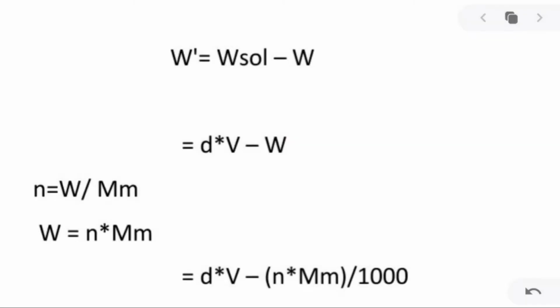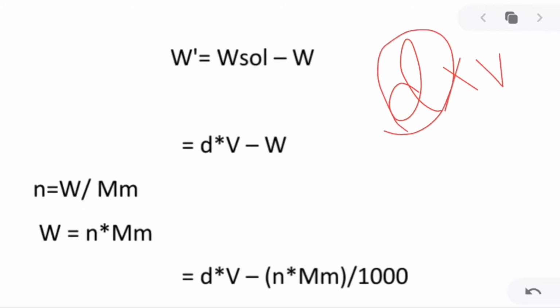Now let's assume that the density of the solution is small d. Okay, so what is weight or mass in terms of density? Weight or mass in terms of density is equal to density into volume. So we have the density of the solution as d and the volume of the solution as V. So in this equation of the weight of the solvent, in place of weight of solution, we can write density into V. So weight of the solvent will be equal to density into volume minus weight of the solute, that is W. Okay.